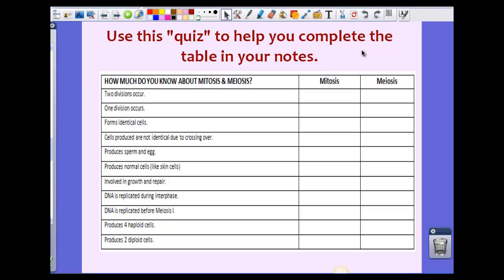Now, in your notes, just take a quick quiz. It's not going to be graded. Just go down the list and see if you know where some of the differences lie between mitosis and meiosis. Just make a little check mark or an X. Feel free to use pencil. We'll go over this in class so you see exactly what the difference is between the 2 stages.